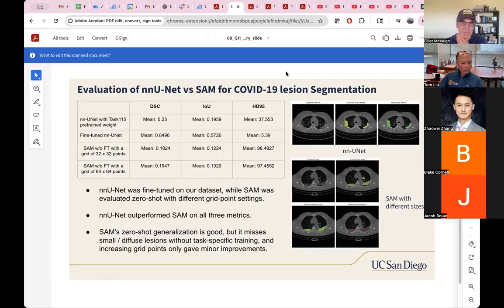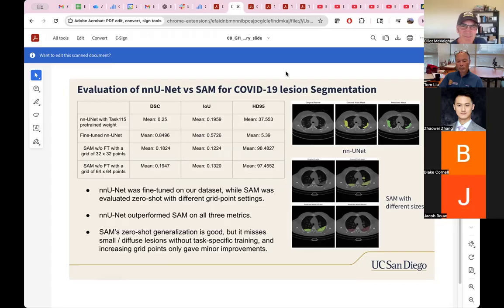In this experiment, we fine-tuned the nnU-Net model with part of our data, but we didn't fine-tune the SAM model because of time constraints and computational resource constraints. We evaluated the segmentation performance of the two models using three different metrics: the Dice similarity coefficient, the intersection over union score, and also the 95th percentile Hausdorff distance.